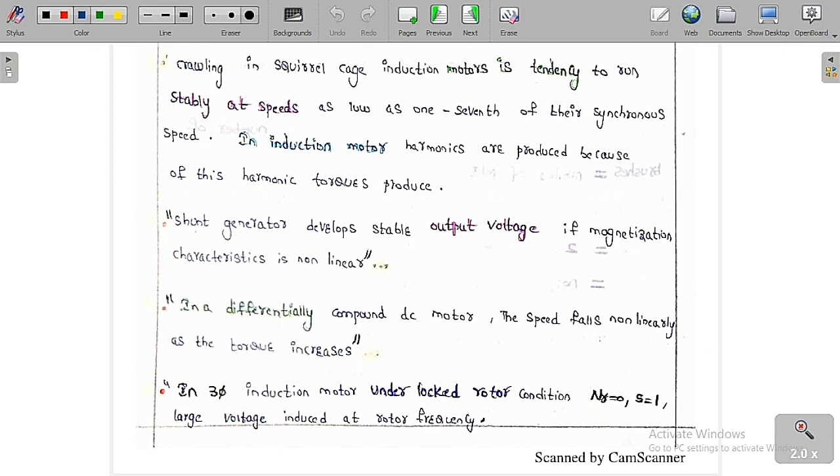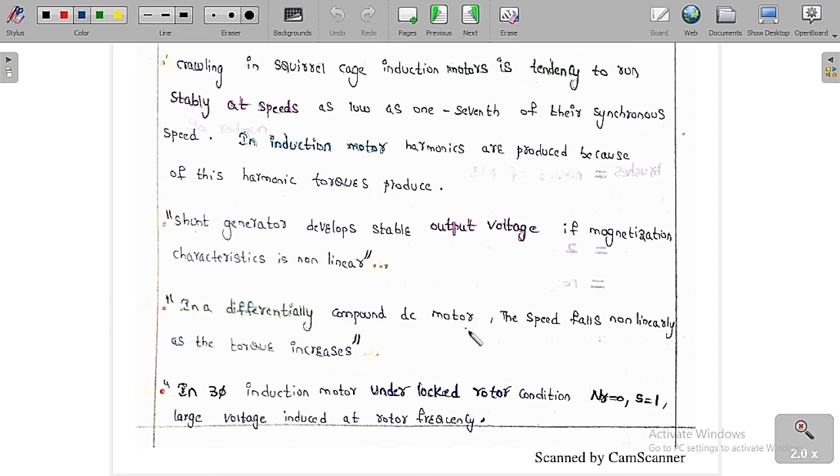In a differentially compound DC motor, the speed falls non-linearly as the torque increases. I have already told you these things. For each and every motor, I have shown the graph with respect to speed and torque. So we can say the speed is going to fall non-linearly as the torque increases for the differentially compound DC motor.